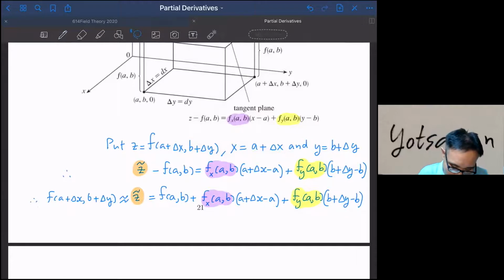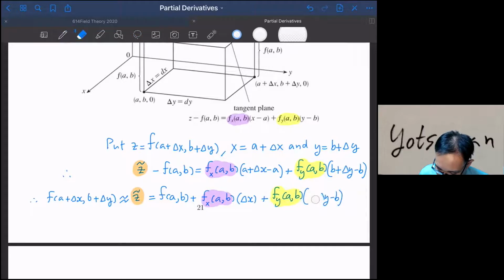And by the way, we can simplify. Let's simplify this one a little bit. You see that this guy can be simplified to delta x, and you have this term up here. And for this guy, it's going to be delta y. And that's it.